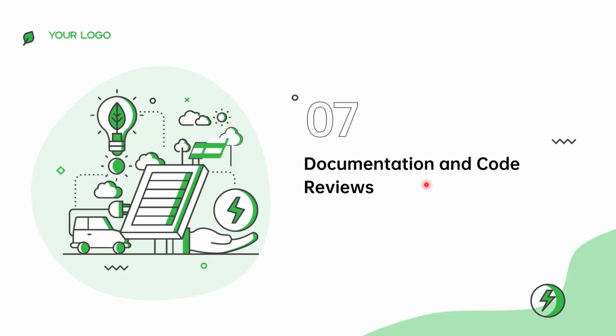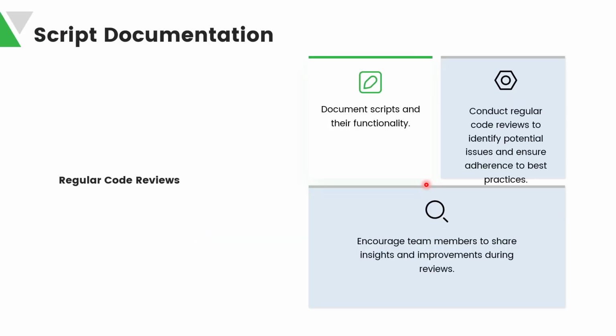Document and review your code. So regularly review your code. Try to enhance it. Use AI if you want to enhance your code and write simple and clean code. Also document scripts here and their functionality. Conduct regular code reviews to identify potential issues that may slow down your system or something like this. Encourage team members to share insights and improvements during your reviews.